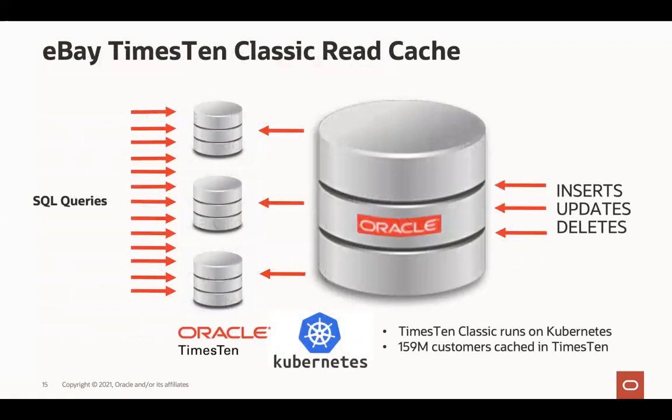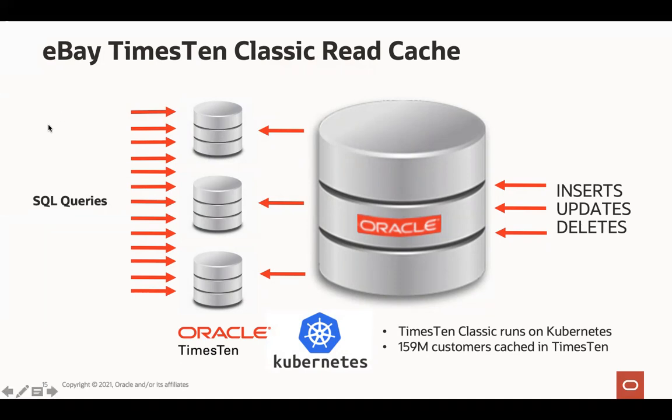Now we're going to look at how some customers are using Oracle TimesTen. In this case, it's an example of eBay using TimesTen as a read cache for the Oracle databases, which are the system of record. The Oracle database takes the committed inserts, updates, and deletes of interest for the customer records. Then via TimesTen cache, those customer profiles of interest are cached. So the eBay applications can then query the TimesTen caches rather than the Oracle system of record to give that lower latency access to that customer profile data.